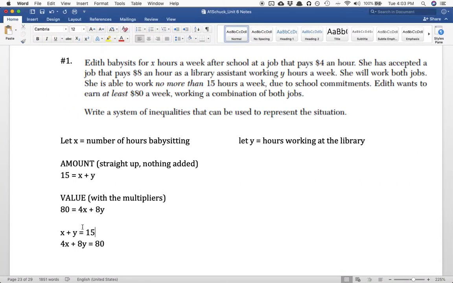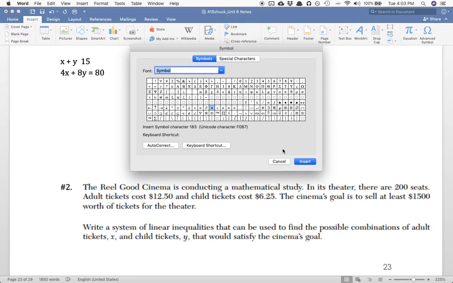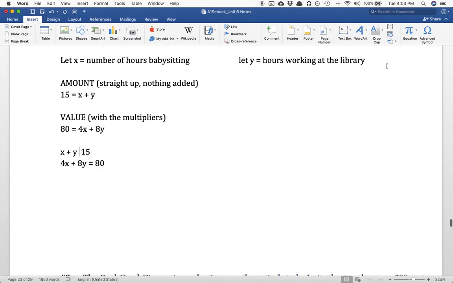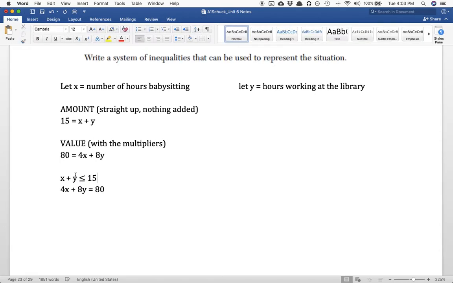Now, the amount of time that she works over here can be no more than 15 hours a week. So the amount of time she works, no more than, has to be less than or equal to. Let's make this a nice symbol. I think I can do that with insert symbol. Let me just do an equation. If I type less than or equal to, oh, that's so nice. So x plus y is less than or equal to 15.